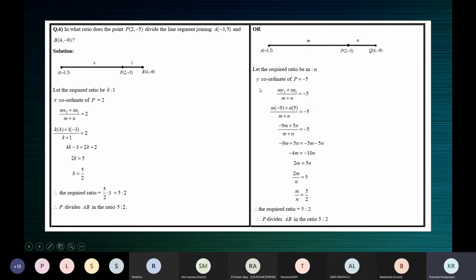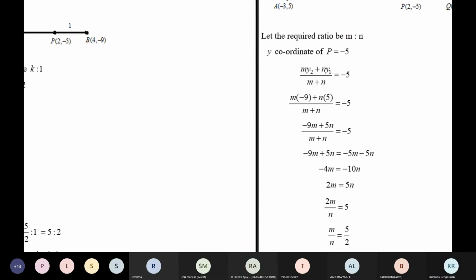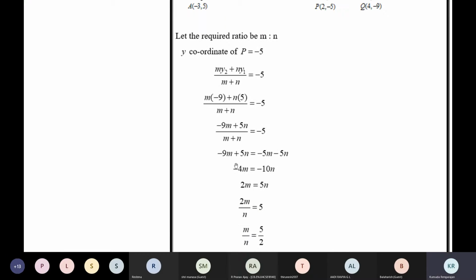So let the ratio be m:1. And here the y coordinate of P is -5. This is the point of division. The y coordinate is given by (m y2 + n y1)/(m + n), which is -5. So m into y2, that is -9, plus n into y1, that is 5, by m + n is equal to -5. We don't know m and n. So this will be (-9m + 5n)/(m + n) = -5. Cross multiply, we get this.